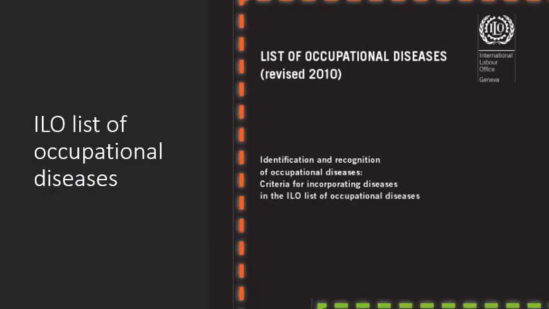The types of occupational diseases described in the previous slides are not exhaustive. There are many more different types of occupational diseases. We usually refer to the International Labour Organization's list of occupational diseases for the purpose of official recognition of certain occupational diseases in doubt. This document is available free from the International Labour Organization's website for further reading.